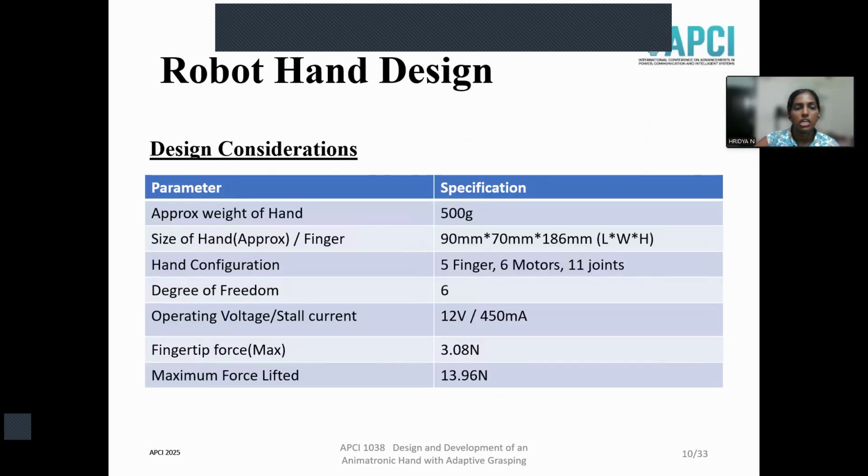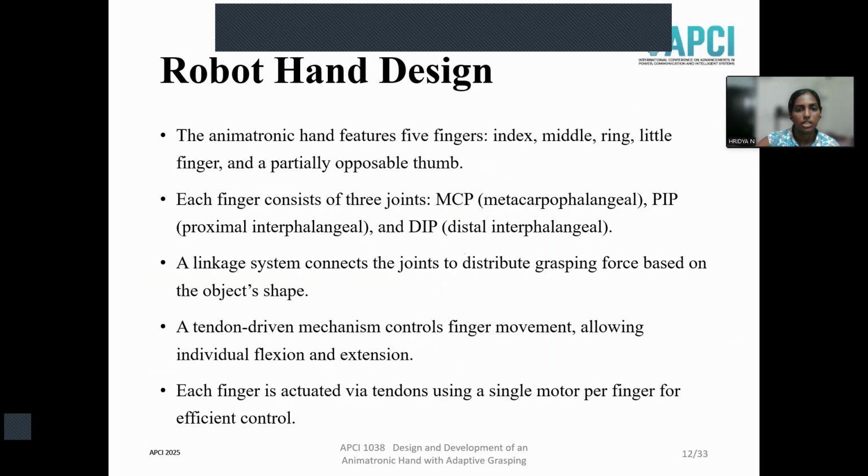So this is the robotic hand design consideration. The approximate weight of the hand should be 500 grams. The size of the hand is similar to the human hand, and the hand configuration is 5 fingers, 6 motors, 11 joints. Degree of freedom is 6, and operating voltage is 12 volts. The fingertip force is 3 Newton, and the maximum force lifted should be up to 30 Newton.